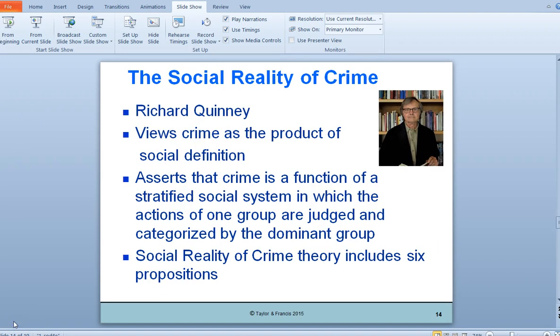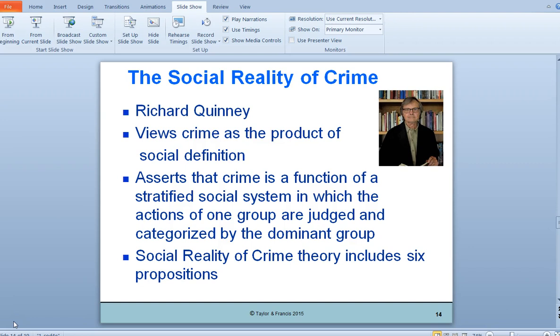And Richard Quinney, he proposed a slightly different explanation of crime and criminal behavior and viewed crime as the product of social definition, and asserted that crime is a function of a stratified social system where the actions of one group are judged and categorized by the dominant group. So again, we're seeing the clash of cultures.